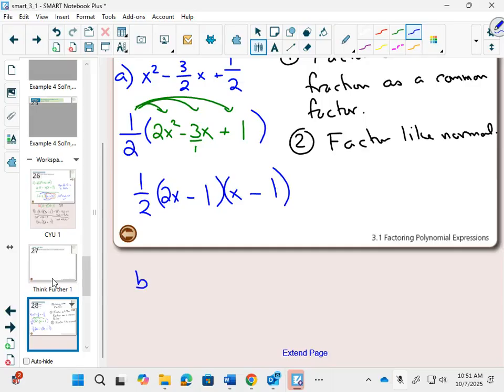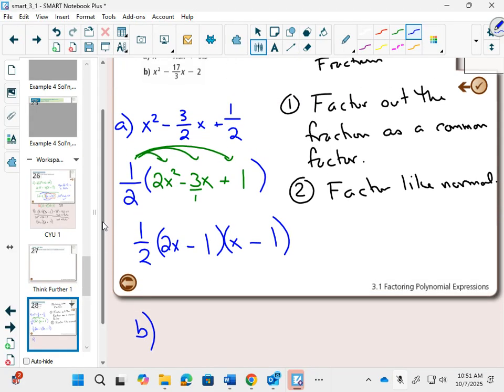So in part B, do you see that you have a fraction? Its denominator is 3. So I'm going to pull out a 1/3. 1/3 times what would give me x squared? 1/3 times 3x squared would give me x squared. 1/3 out of the second one, that's where the third was, so that's easy, minus 17x. And 1/3 times what is 2? 6.